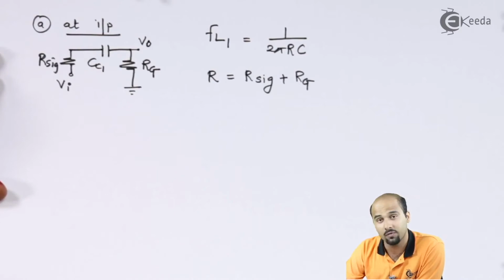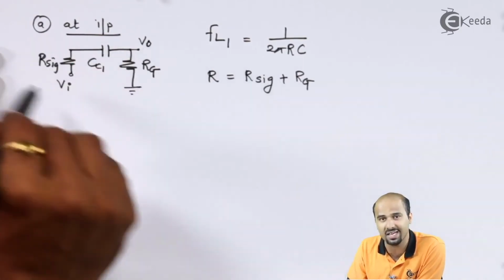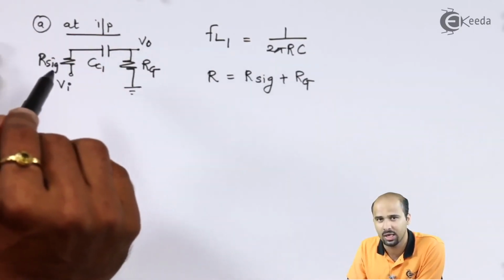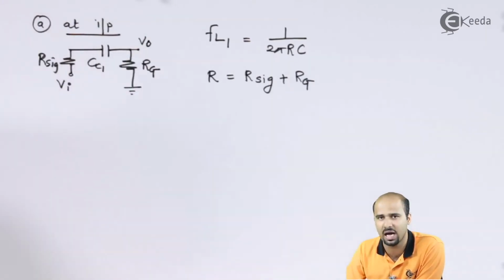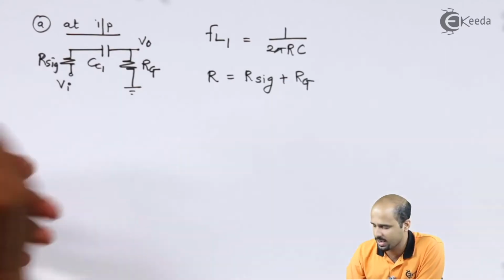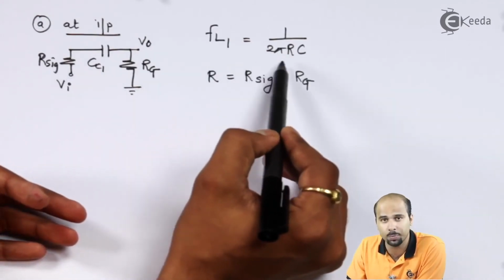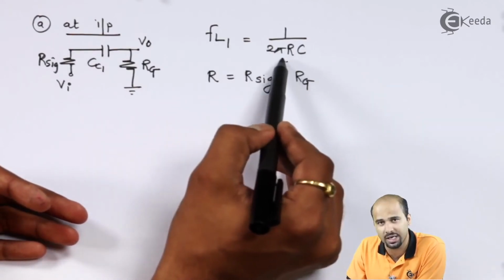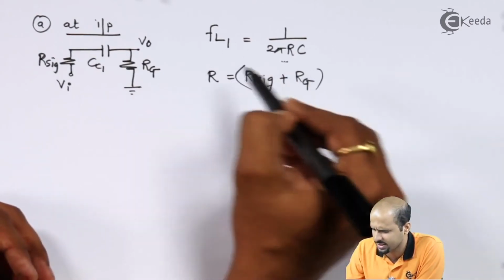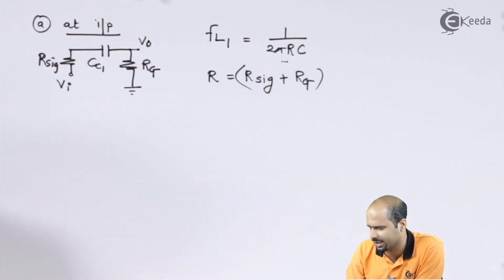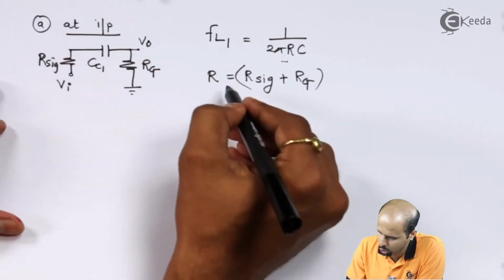Once we do the exact analysis of this circuit, considering that the capacitor is in series with R signal and resistance RG is in shunt with the input and output, and we follow the procedure of low frequency response one by one, taking the frequency as 1 upon 2 pi RC, we'll get to know that this R comes out to be R signal plus RG. So we'll not consider that part again and again, as that would be donkey work. So we'll not do donkey work over here.